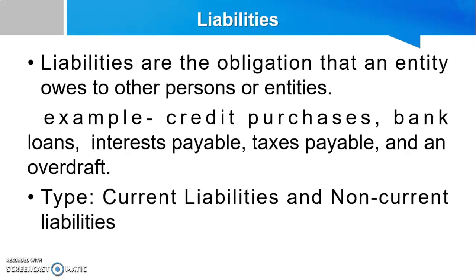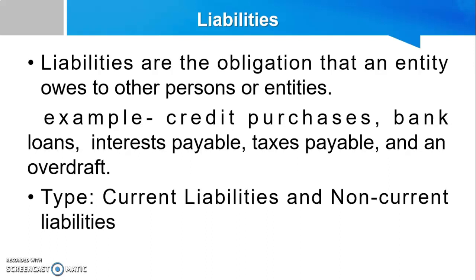Then we talk about liabilities. Liabilities are the obligations that an entity owes to other persons or entities. For example, credit purchases, bank loans, interest payables, tax payables, and an overdraft. The same as assets, liabilities are classified into two types, current liabilities and non-current liabilities. Liabilities are balance sheet items and they represent the amount at the end of the accounting period.